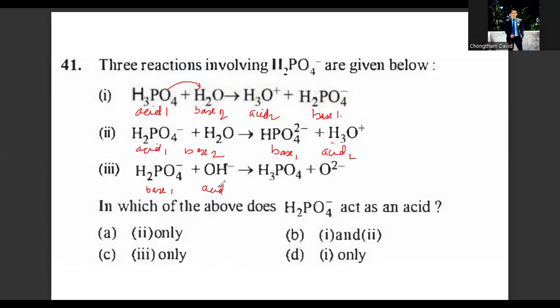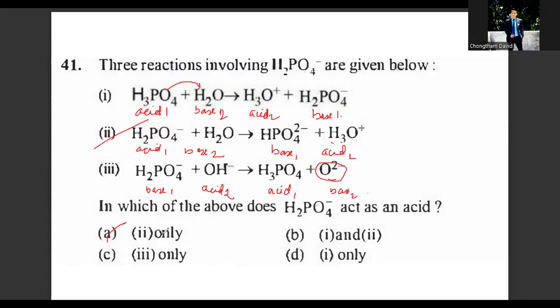So this hydroxide would be acid 1 because it is losing this hydrogen. All are lost, and it is now changed to oxide ions, base 2. So only in option 2, the H2PO4 minus will start acting as an acid. So the answer to 41 would be only 2, as is evident from the reaction schemes.